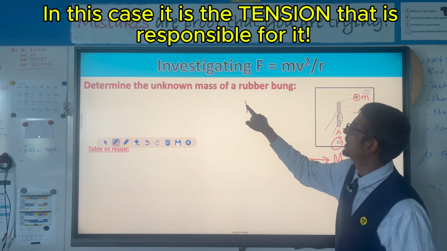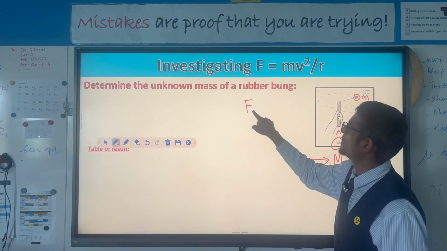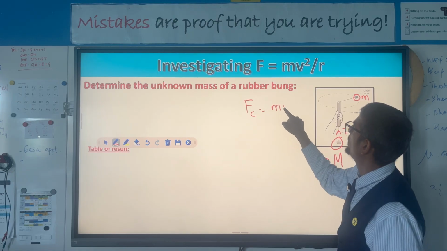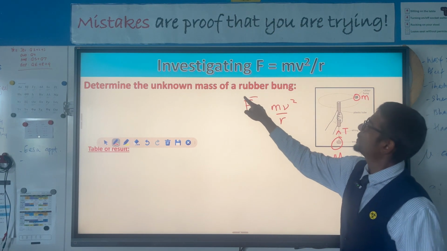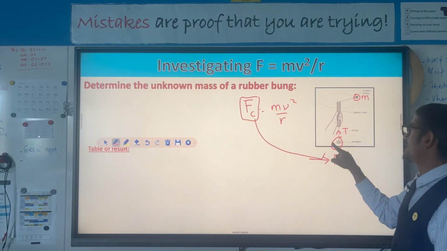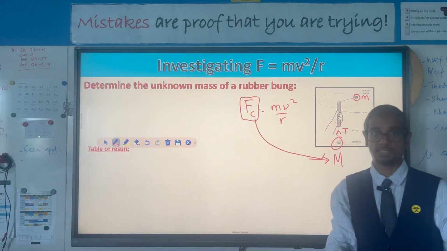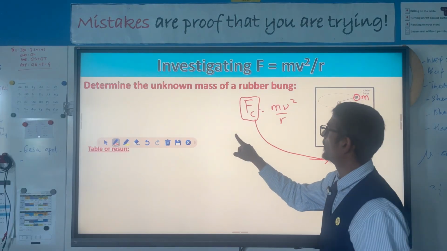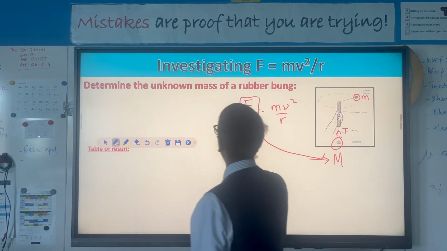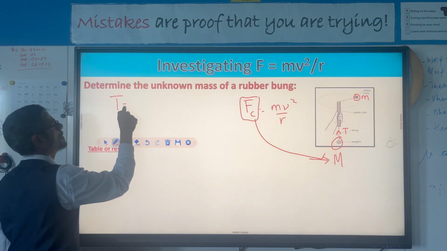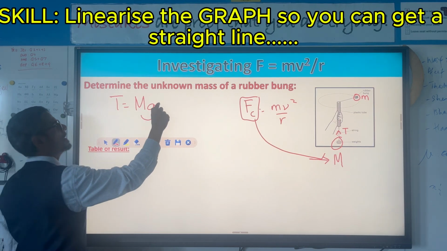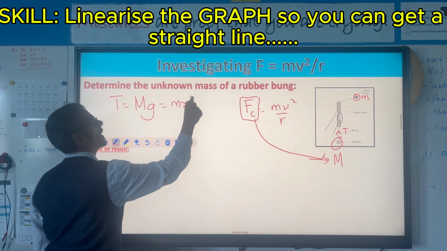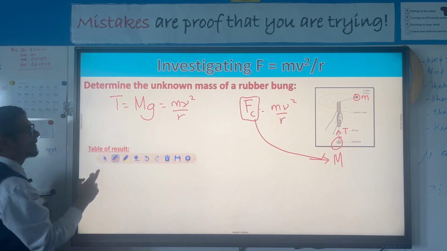So if we look at centripetal force, it is equal to mv squared over r. That centripetal force is provided by that tension. And what's causing that tension is this. So if we rewrite this now, the tension, which is equal to the weight of the masses attached to the end of the string, is equal to mv squared over r. Now we've got an expression.